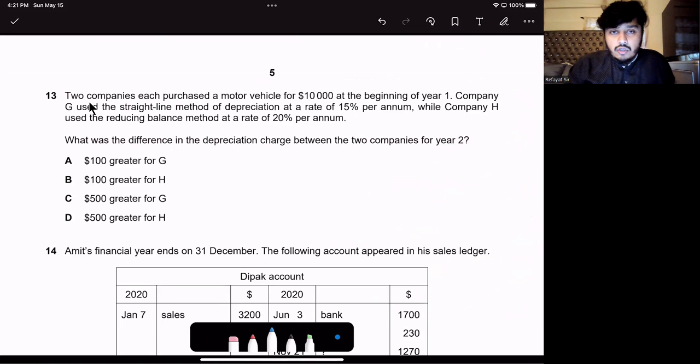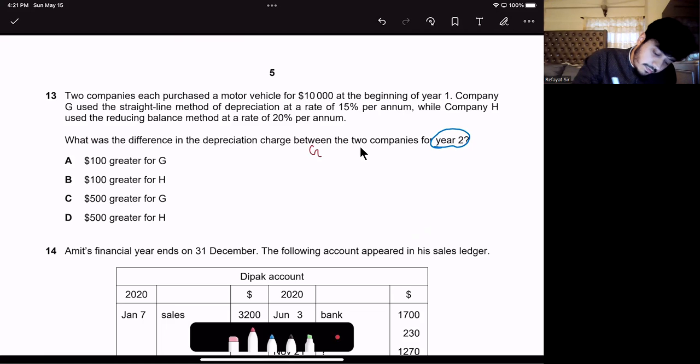Number 13. Two companies each purchased motor vehicle at the beginning of year one. Company G used straight line method at 15%. Company H used reducing balance method at 20%. What was the difference in the depreciation charge between the two companies for year two? All right, so let's figure out depreciation of this motor vehicle for both the companies for year one first, year two second. Let's start.